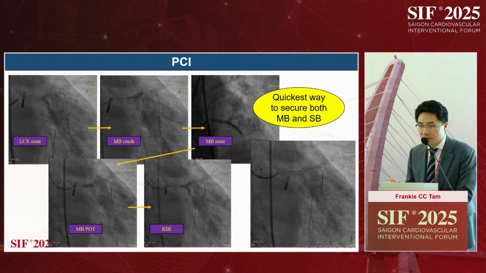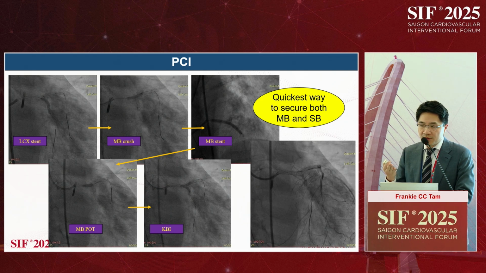Okay, this is the final result. So mini crush, the quickest way to secure both main branch and side branch. So in an unstable patient like this, if you want to be quick, DK crush may not be good. So mini crush will be your option to go.